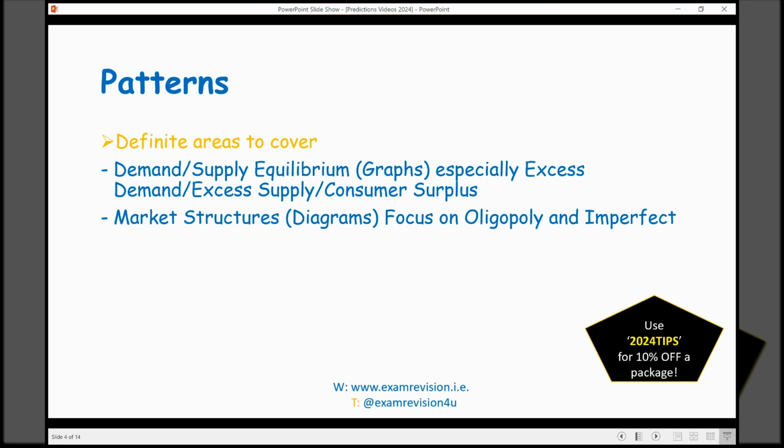Now, again, what I would really focus on, make sure, is that I can do all my market structures. Because if you can do all those, you're guaranteed that you're going to be able to do that question. But again, specifically, really, really focus on oligopoly and imperfect this year.